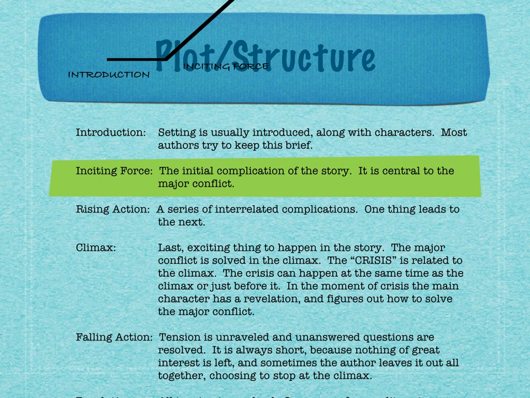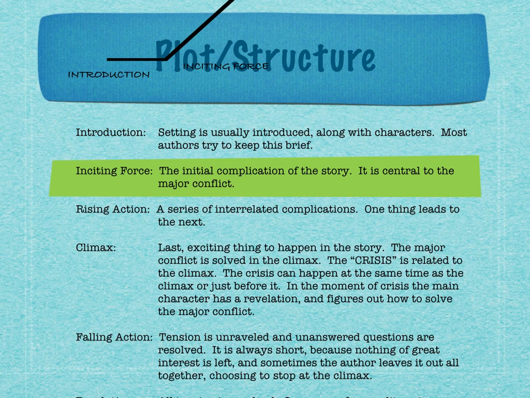Now the inciting force is really where the action begins. This is your first indication that the main character is going to have some kind of complication, some kind of conflict to solve, a problem that needs to be overcome. So we like to call this the initial complication of the story. Really, from here on out, the main character is trying to solve whatever problem they have.